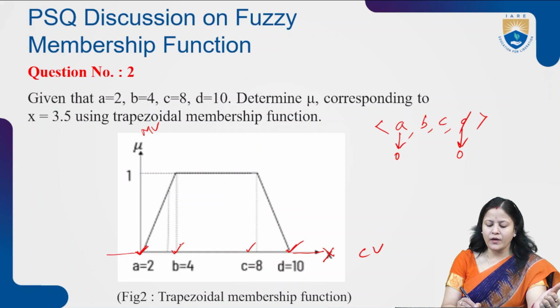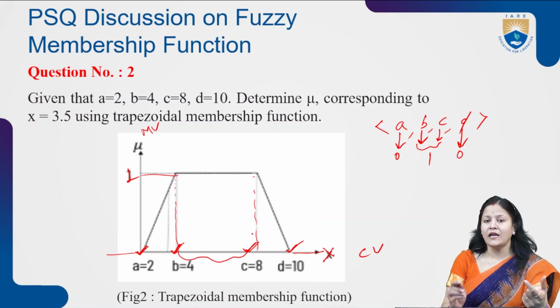Now what about b and c? When x is at the point b or x is at the point c, they are considered as heights. Now you can see in this diagram we are getting the membership value as 1 directly. So for b, and exactly c, we are getting 1. And if you consider this part also, any value that lies between b and c, their membership value will be considered as 1.